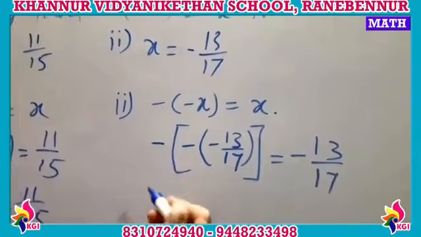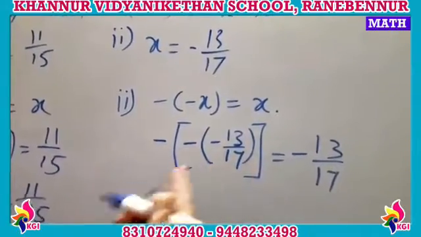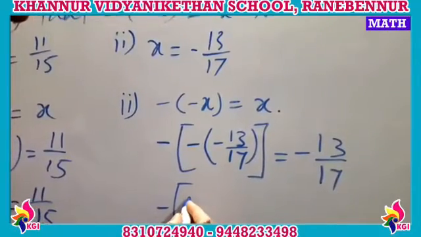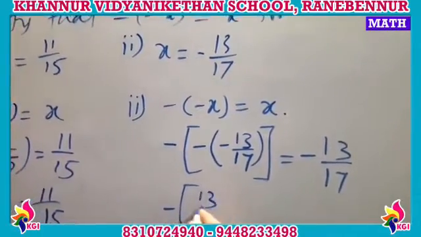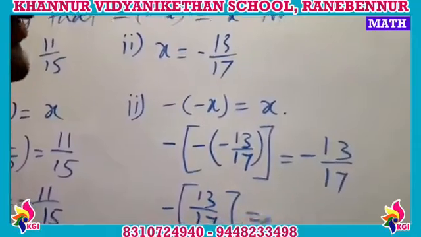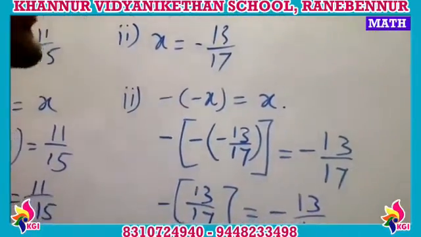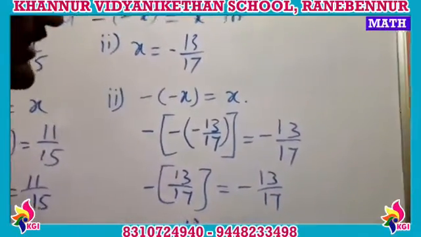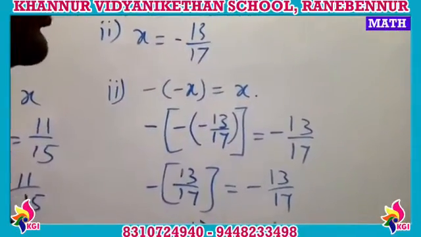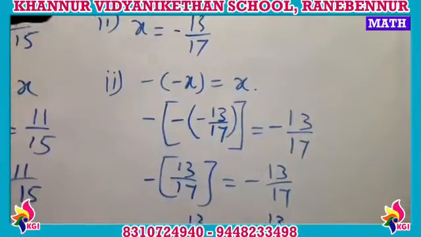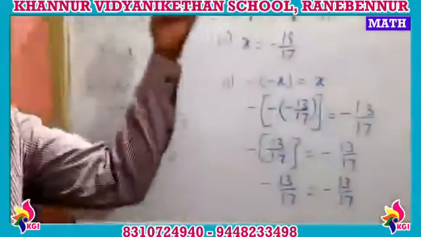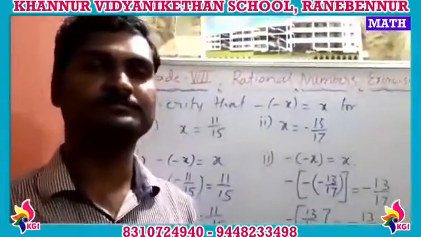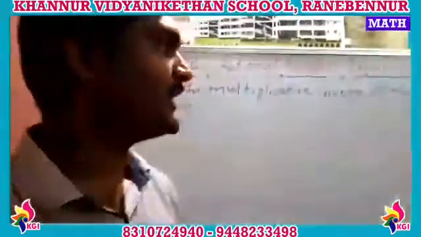Then next I work on what is in the square bracket. Minus outside I keep as it is. Minus into minus is a plus, I do not mention it: 13 divided by 17. That is equal to minus 13 divided by 17. Again, the outside minus is to be multiplied, so that is minus 13 divided by 17 is equal to minus 13 divided by 17. This also holds good. What they said to verify, we have verified. Both hold good. Yes children, we go for the next one.